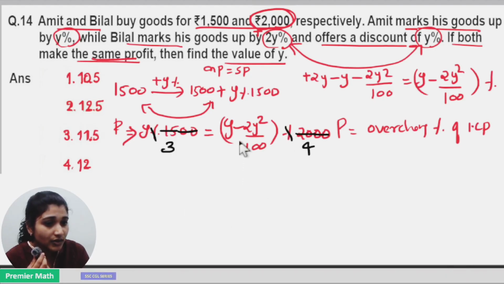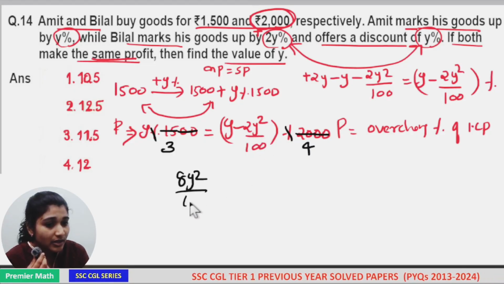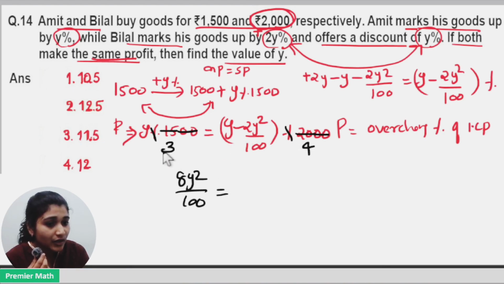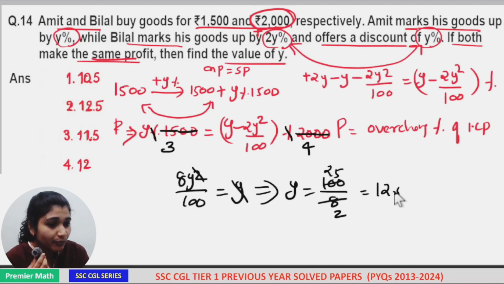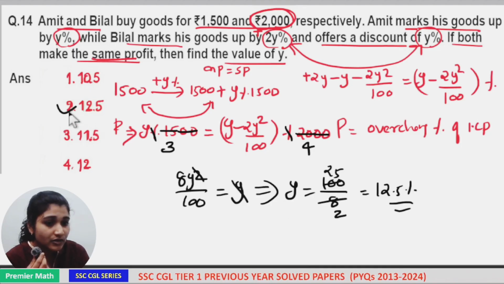Now transfer this negative term to LHS. 4 into minus 2y square by 100 is equal to 8y square by 100, which is equal to 4y minus 3y, which is equal to y. From this, y and y cancel. y is equal to 100 divided by 8, meaning 4 goes 2 times in 8, 25 times in 100. 25 by 2 is equal to 12.5 percentage. Option 2 is your answer.